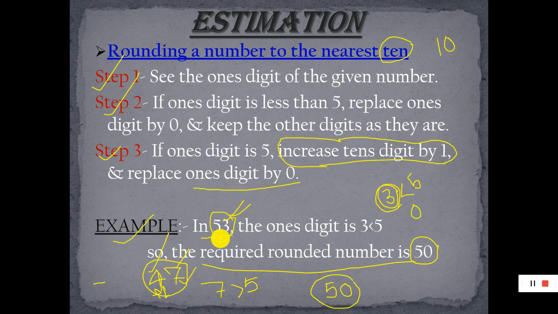In this example, the ones digit is less than 5, and in this example the ones digit is greater than 5. So you can do more examples on your own.